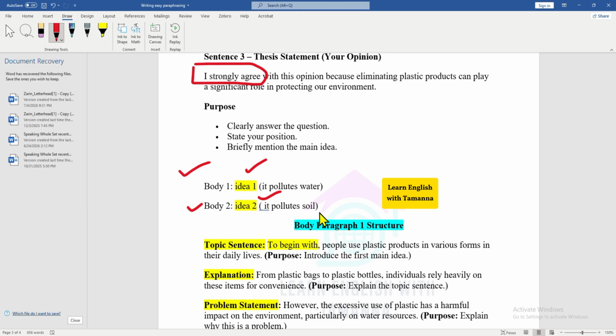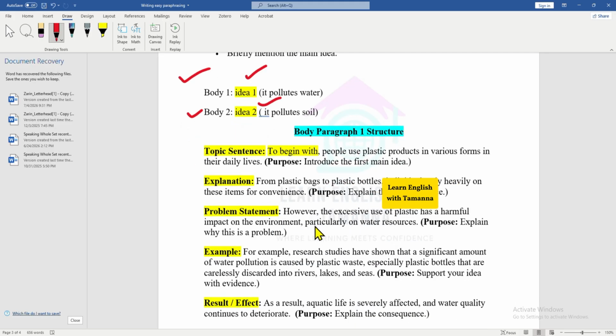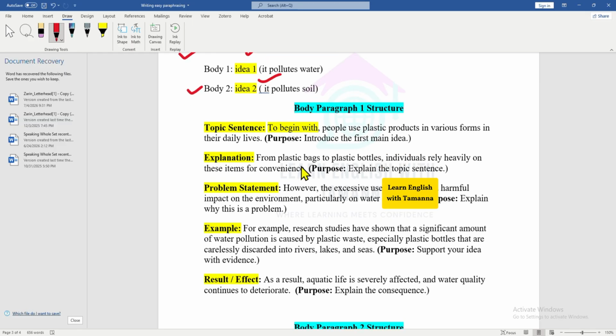I hope we are clear now about what we are going to write in our body 1 and 2. Okay, let's move to our body paragraph 1 structure. There are 5 sentences that you need to make in order to build your body paragraph 1. First, you need to add a topic sentence. Second, explanation, like you need to explain your topic sentence a bit further.